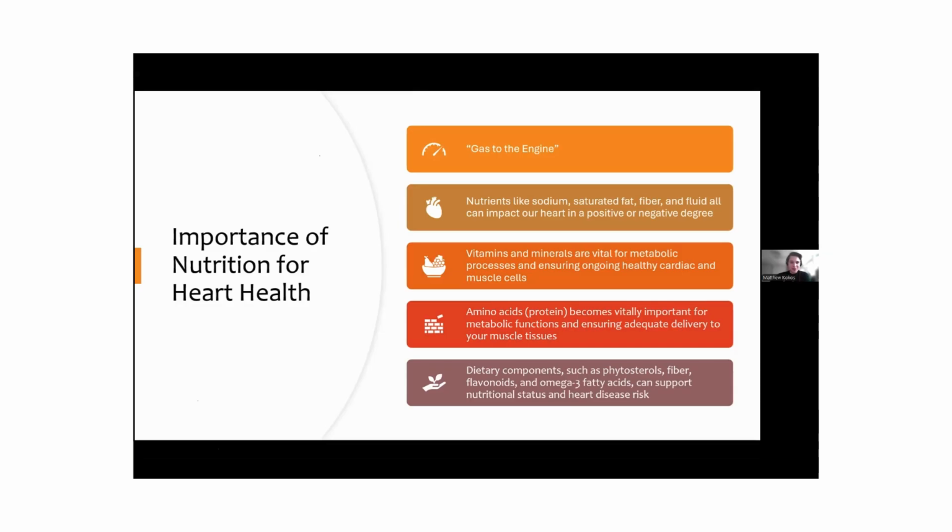Amino acids or protein also become vitally important for heart disease or failing hearts, as they're very, very important for making sure we're able to carry oxygen to the body, right? As the heart continues to struggle to pump enough blood, we need to make sure we're able to get that oxygen to all of the periphery, the hands, the feet, the head, as well as it also becomes an important intermediate for a lot of metabolic pathways, right?